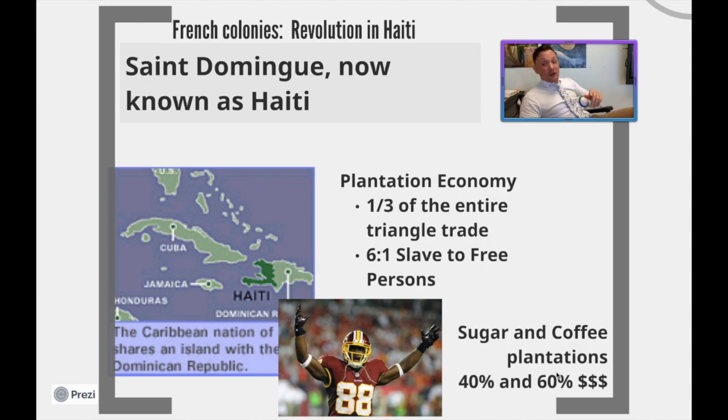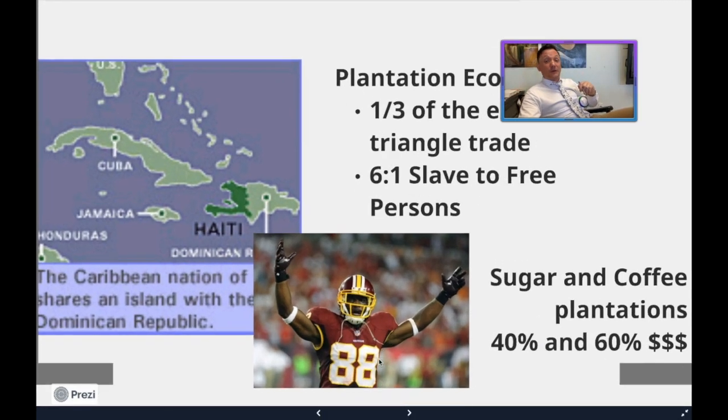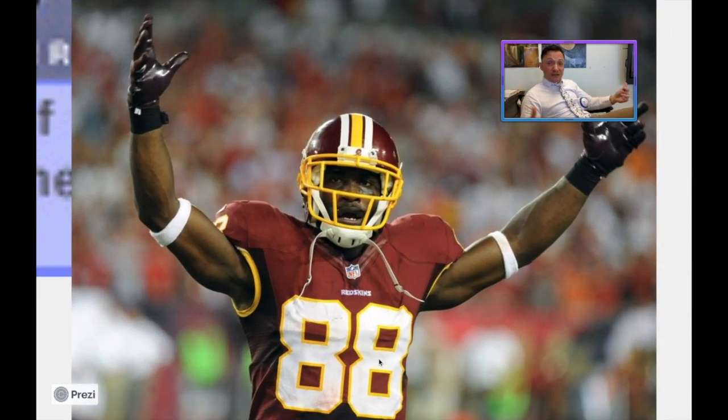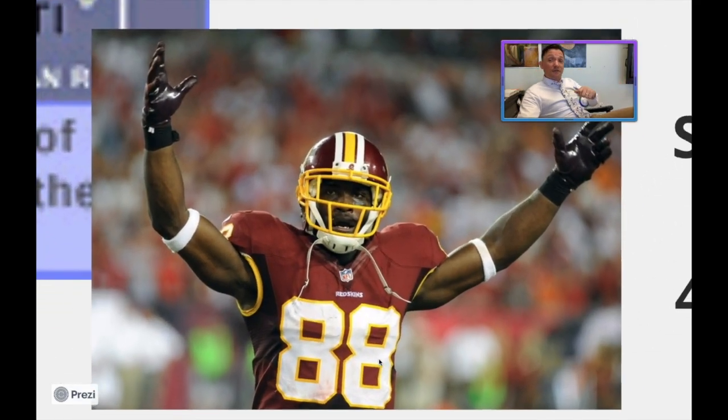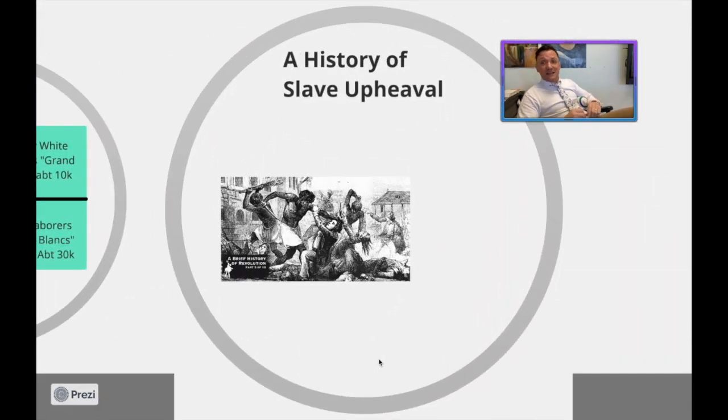Now, the thing about it, though, is that a lot of people that we know in the modern era, especially some professional sports athletes, are actually descendant of Saint-Domingue, right? This right here is Pierre Garçon. Pierre Garçon is a former wide receiver in the NFL. He played a lot of years with the Colts. And another famous person that is of Haitian descent is none other than LeBron James, right? LeBron James is actually a descendant of Haitian culture as well.